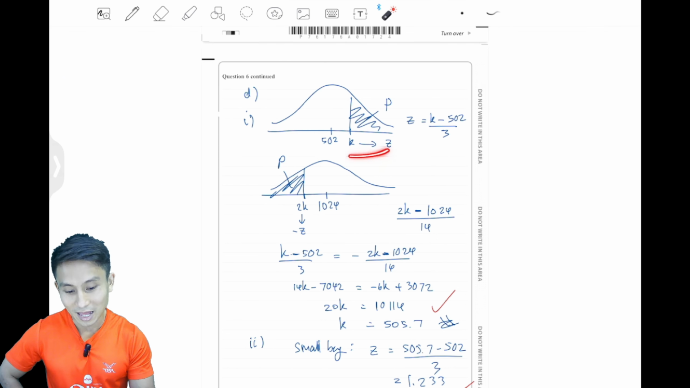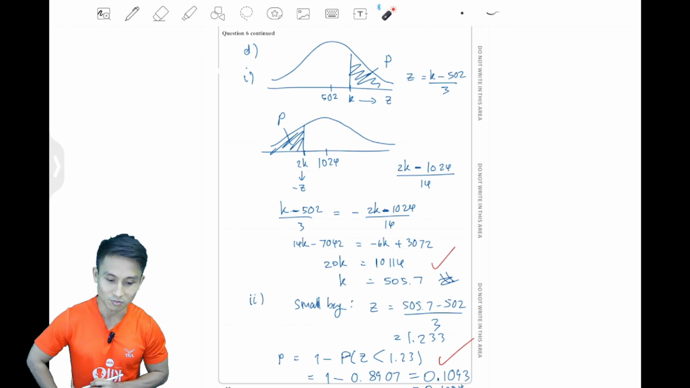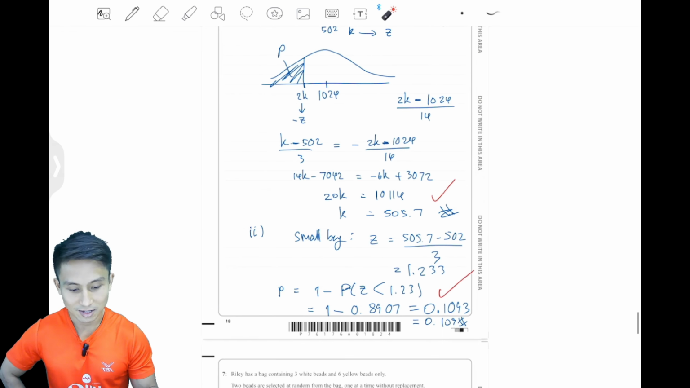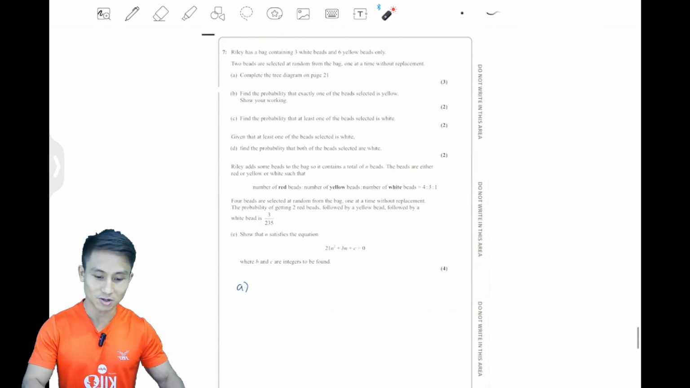And not only that, you need to know how to proceed, because then you understand that when the area of the tails are the same, but one is left, one is right, the Z values are in opposite directions, opposite signs. And you get the K and you get the P. The rest is easy. Just plug back into the equation.